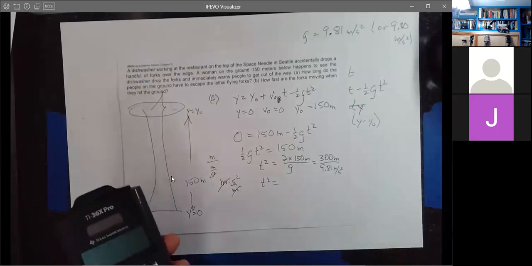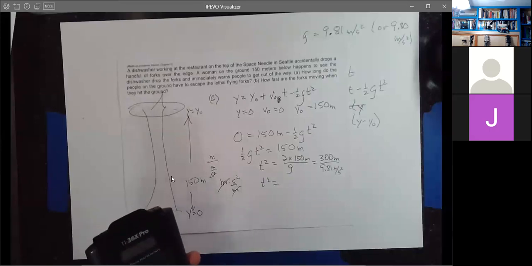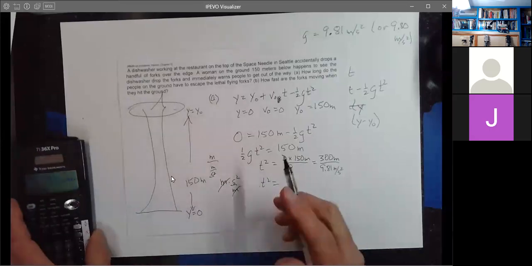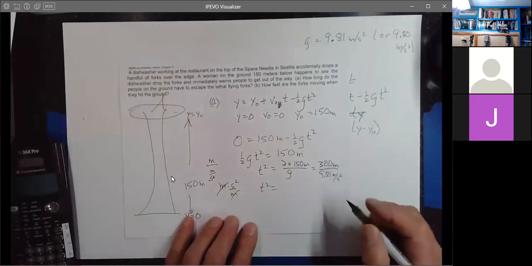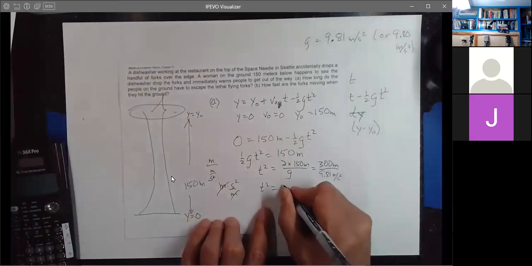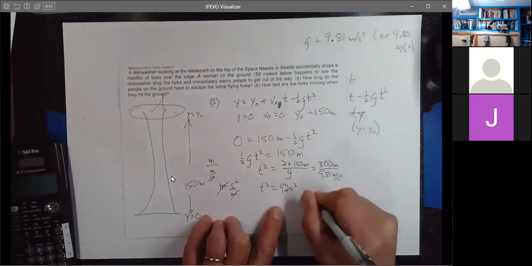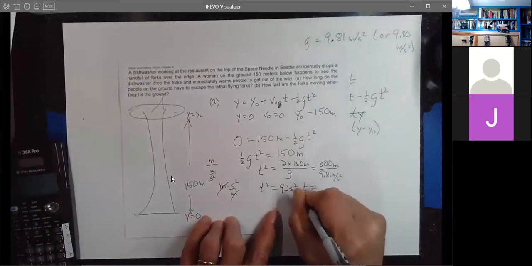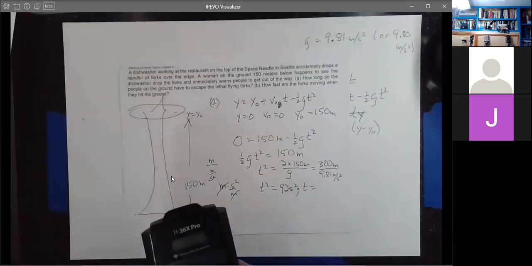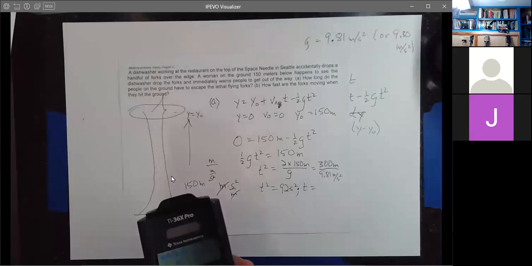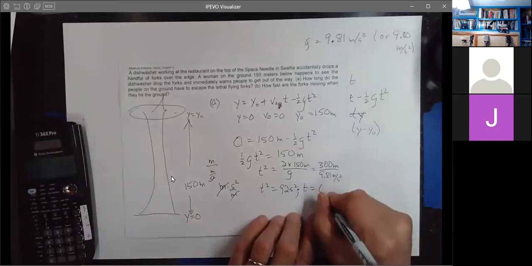So 300 divided by 9.81 is about 90. How many sig figs do I have? Probably only 2. So I would say that it's 92 seconds squared, which makes t equal to, just take the square root of that, or raise it to the 1/2 power. And I get about 9.6 seconds.